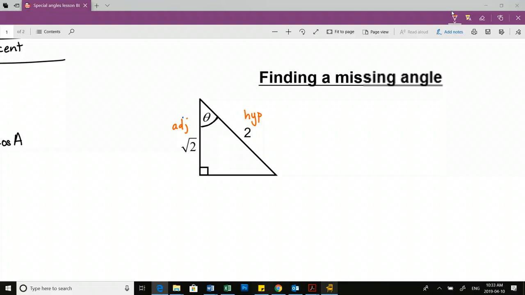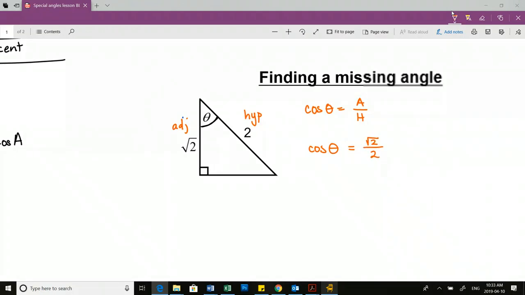So which trig ratio should we utilize here to help us solve for the angle? Natalie? Cosine, good. We have cos of our angle equals adjacent over hypotenuse. So I don't know the angle, so it's just going to be cos of theta for now. The adjacent side is square root of 2, and the hypotenuse is 2.